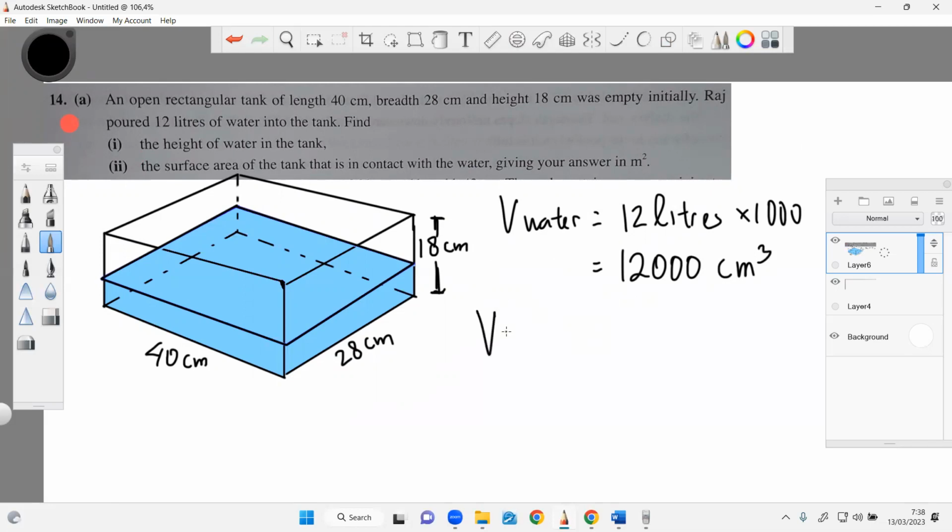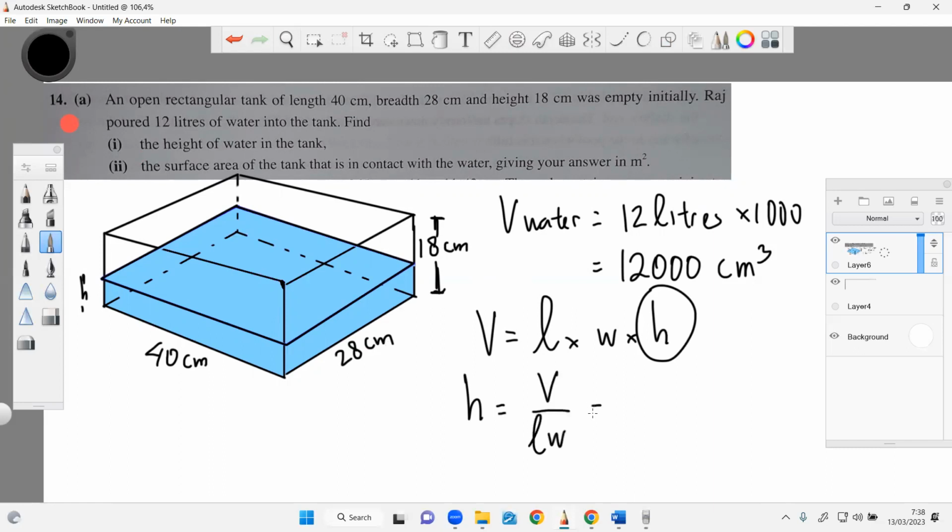So the volume of water equals base times height, base length times width times height. The question is asking for the height of the water here, not 18. Careful, 18 is not the height of the water. 18 is the height of the rectangular tank, not the water. So you have to find the height: volume over LW, right? 12,000 over 40 times 28. Okay, that gives 10.7.